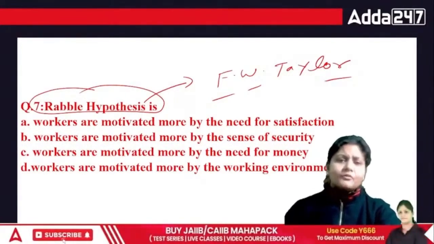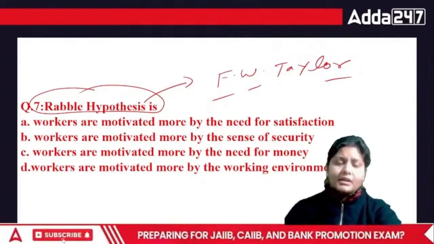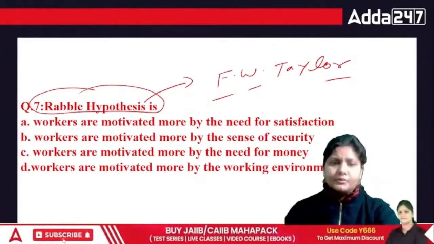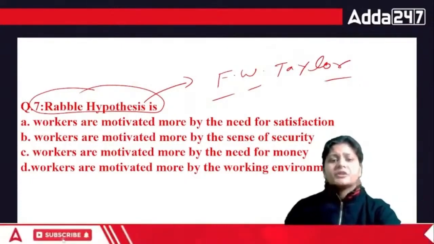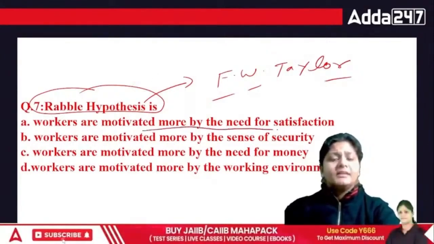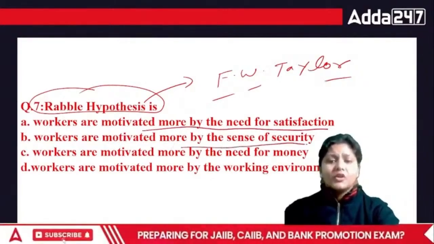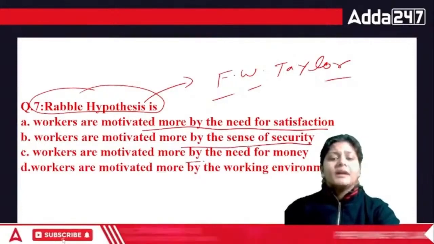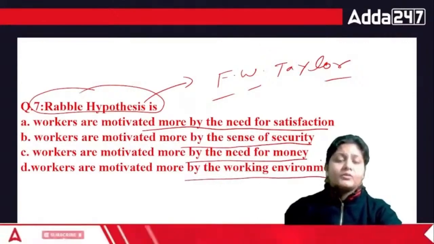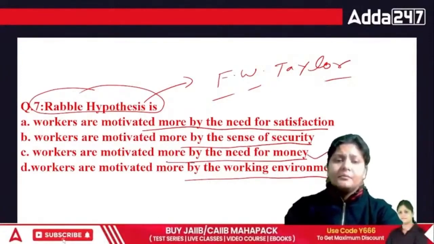What was the opinion of F.W. Taylor? His opinion was, if you are giving the money to the worker, if you are giving them a good salary, that means they will work for you. So the options are: workers are motivated more by the need for satisfaction; workers are motivated more by the sense of security; workers are motivated more by the need for money; workers are motivated more by the working environment. So here the answer is C, workers are motivated more by the need for money.